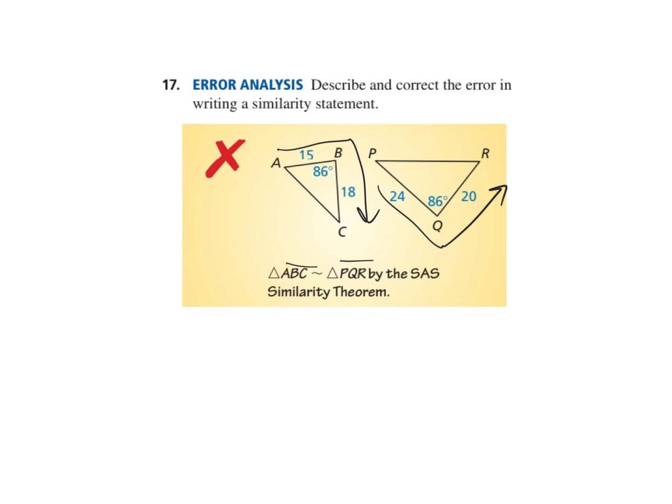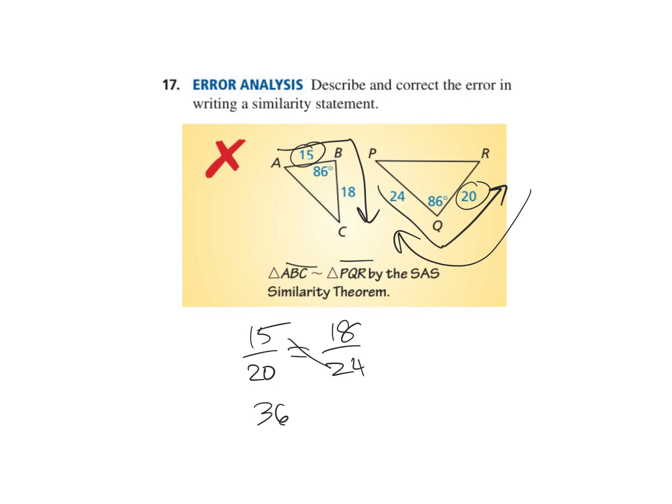So really, let's go ahead and solve this the correct way. So AB should go with RQ. So this should go the opposite direction. So 15 is to 20, as 18 is to 24. Okay, so let's cross multiply. Take 15 times 24 in your calculator, and you get 360. And 18 times 20 is 360. So yes, that's true, but what they did wrong was the order. That's the only thing they did wrong.